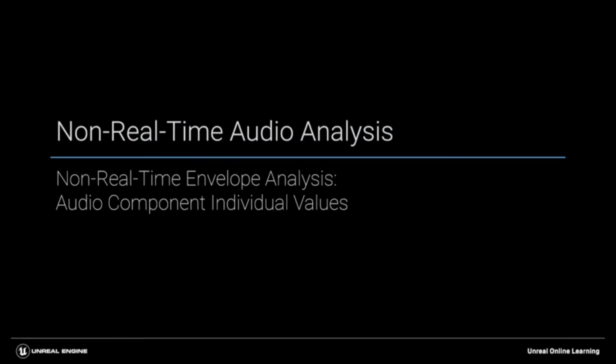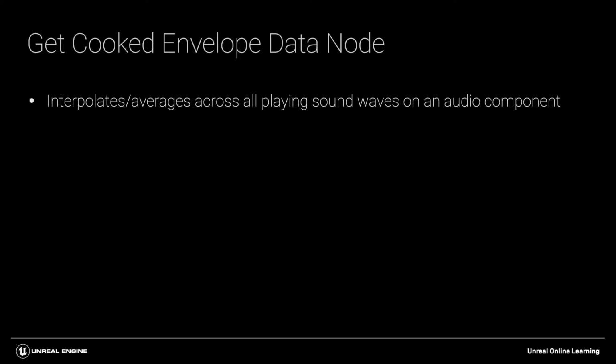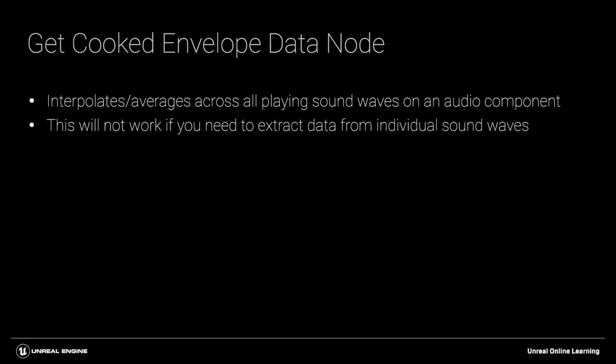In the previous video, we used the getCookedEnvelopeData node in order to use the envelope data of a character's speech to drive the graphics of that character. The getCookedEnvelopeData node interpolates and averages the data across all playing sound waves on an audio component. But there will sometimes be occasions where you want to extract the data from sound waves individually.